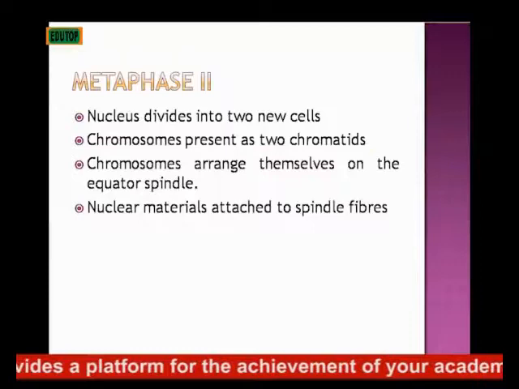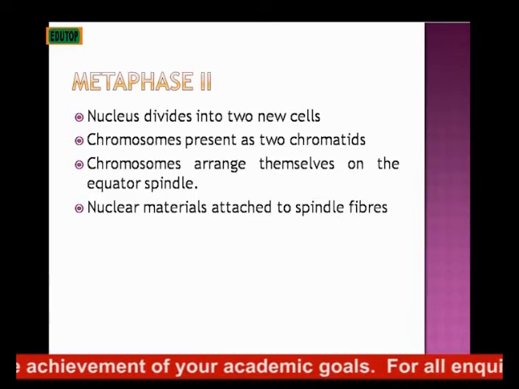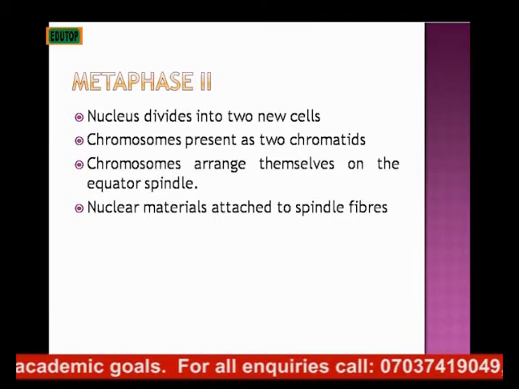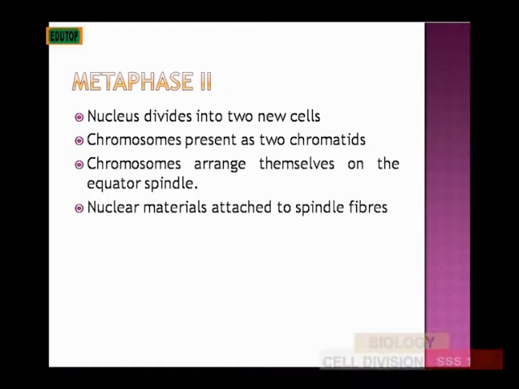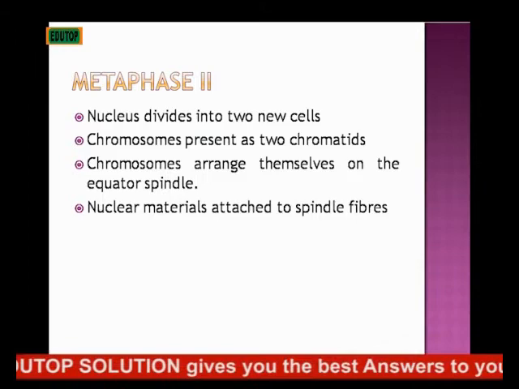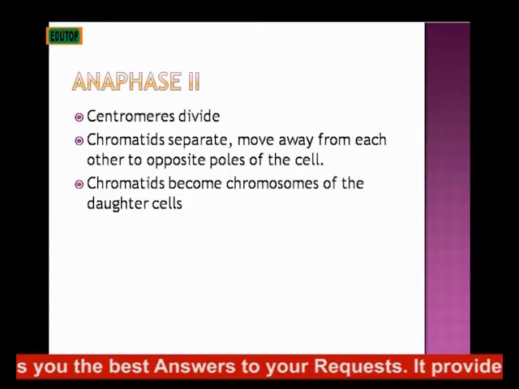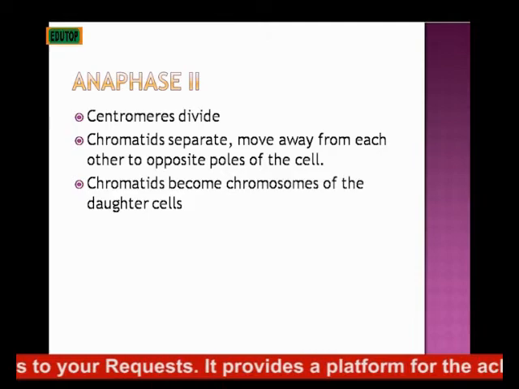Then the chromosomes are present as two chromatids. Then the chromosomes arrange themselves at the equator of the spindle. Then the nuclear materials are attached to the spindle fibers. In anaphase 2, the centromeres divide, then the chromatids separate, and they move away from each other to opposite poles. The chromatids become chromosomes of the daughter cells.